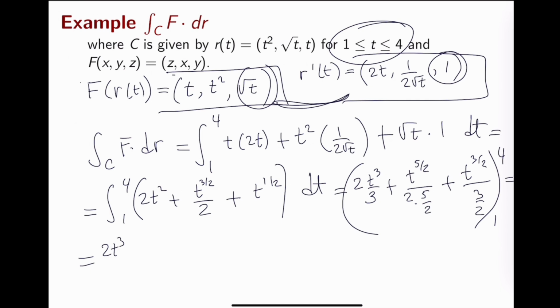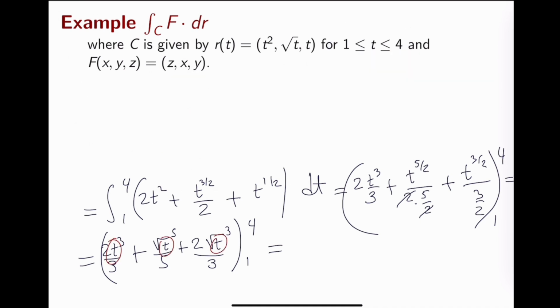So this is 2t cubed over 3 plus 2 and 2 cancel. This is a square root of t to the 5th power over 5, and so plus this gets reversed, and so this is 2 square root of t cubed over 3. And this is what we need to evaluate between 1 and 4. So let's start the evaluation here. Let's evaluate first at 4.